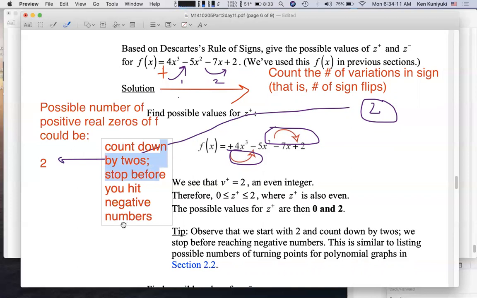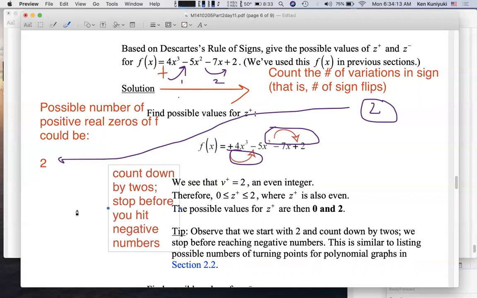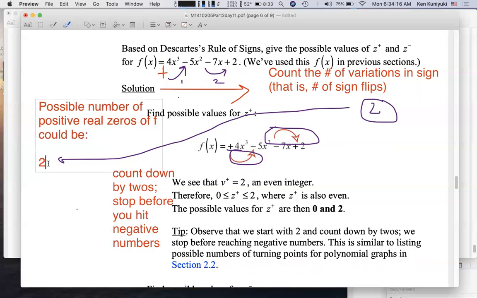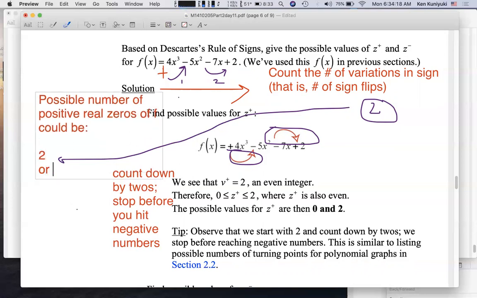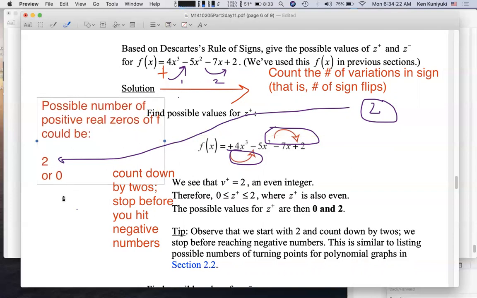So we start with 2. 2 minus 2 is 0. And we stop there because you cannot have negative 2 positive real zeros. So the possible number of positive real zeros of f could be 2, the number of sign flips or variations, or if you count down by 2, it could be none. There could be no positive real zeros.